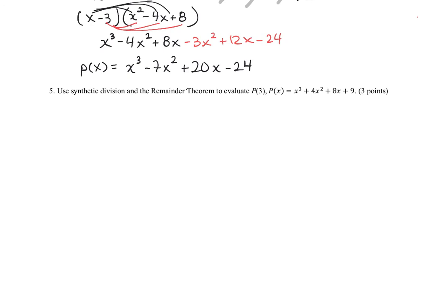Question 5 here comes from section 3.3. So the ultimate task here is to find the value of this polynomial when x is equal to 3. Now normally you would just plug in 3 for all the x's and evaluate it, but it says specifically here use synthetic division and the remainder theorem. This was part of the instruction in section 3.3. So what we need to do is synthetically divide at the value of 3, and whatever our remainder is, that's going to be the value of the function when x is equal to 3.